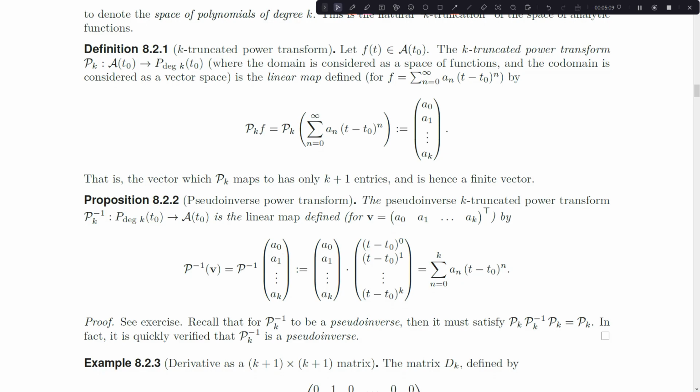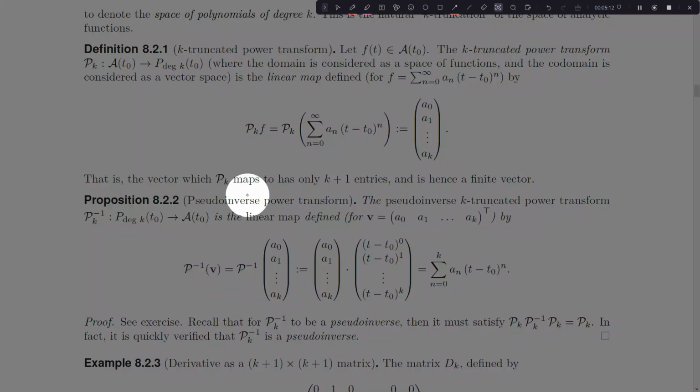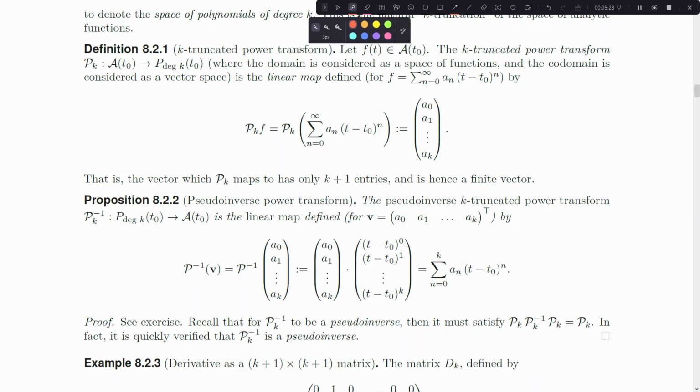So now this is another fun thing about pseudo-inverses, is that this k truncated power transform has only a pseudo-inverse. So I can act the same, technically it's like the same power transform, but I should probably put a sub k on it, so maybe I'll put a sub k on it now. But I can act the same inverse power transform, the only thing is that it's only going to reconstruct me in this space of analytic functions. It's only going to reconstruct me up to the kth entry.